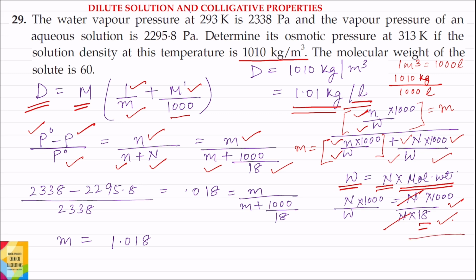So n divided by n plus n is equal to m divided by m plus 1000 by 18. Now, vapor pressure of pure solvent minus vapor pressure of solution divided by vapor pressure of pure solvent is equal to 0.018, and this is again equal to molality divided by molality plus 1000 by 18. सॉल्व करेंगे तो मोलालिटी की वैल्यू हो जाएगी 1.018. Now let this be equation 1.